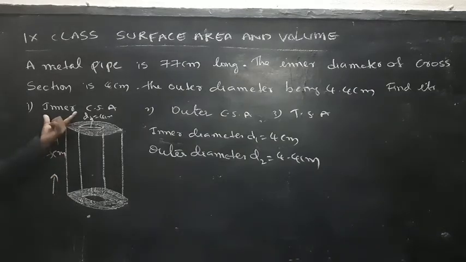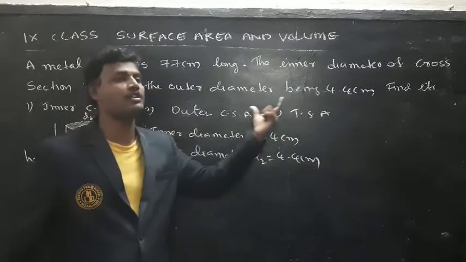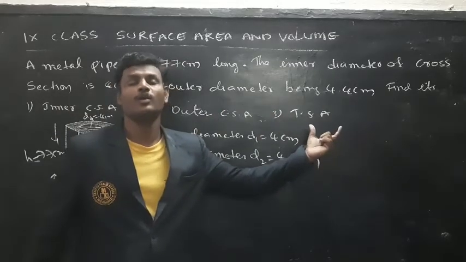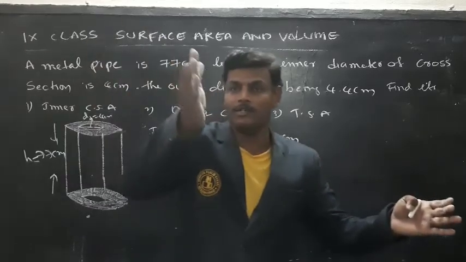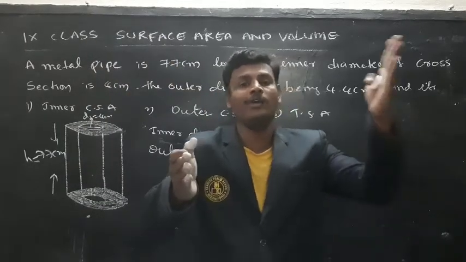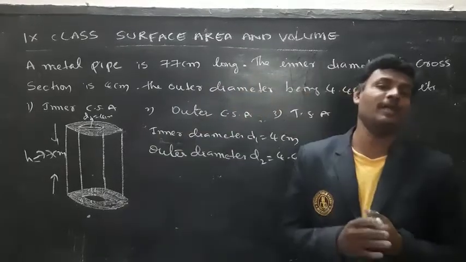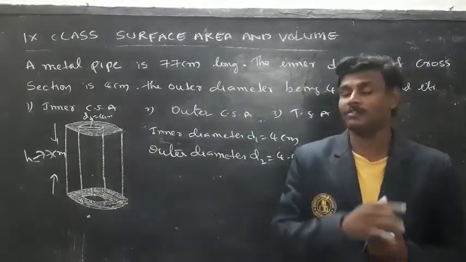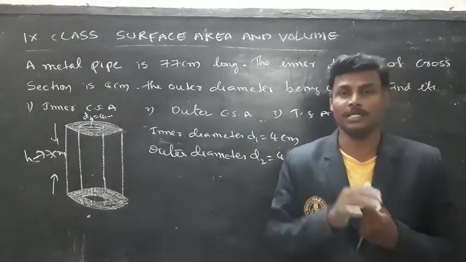Find its inner curved surface area and also outer curved surface area and also total surface area. To find the total surface area, you have to add inner curved surface area and also outer curved surface area. Here in this question, there is one metal pipe. What is the length of that metal pipe? Height is nothing but length, 77 centimeters.